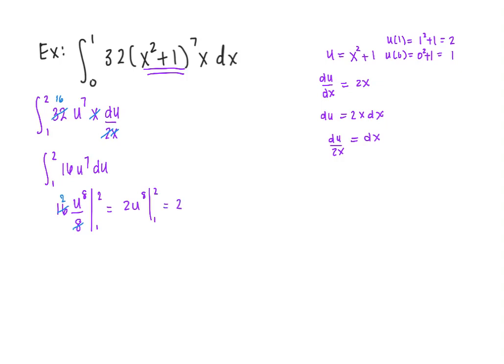So this is 2 times 2 to the 8th minus 2 times 1 to the 8th. 2 to the 8th is 256. And 2 times 256 is 512. So we've got 510 minus 2, which is 508, as our final answer.